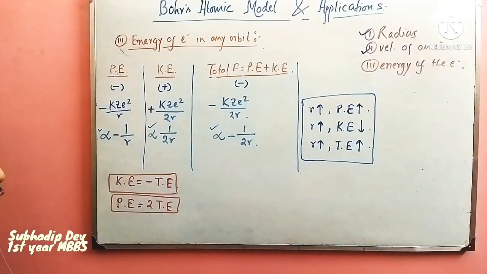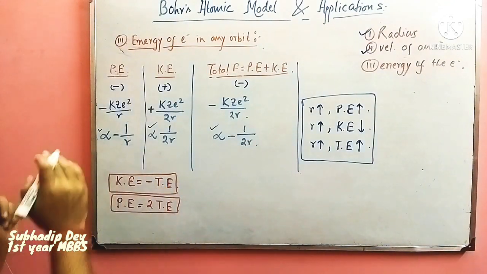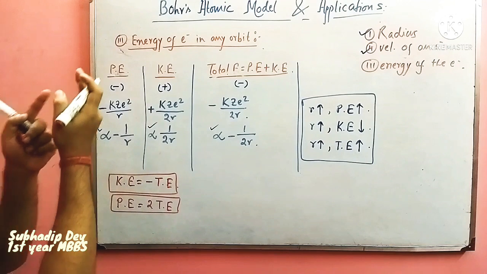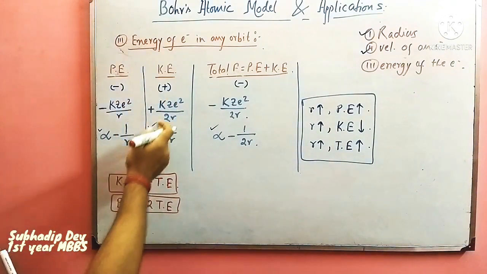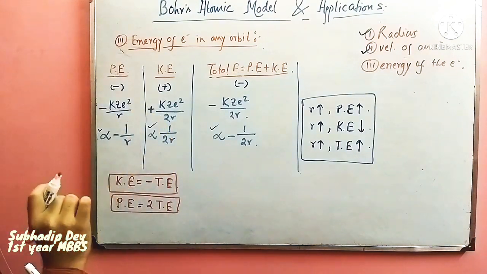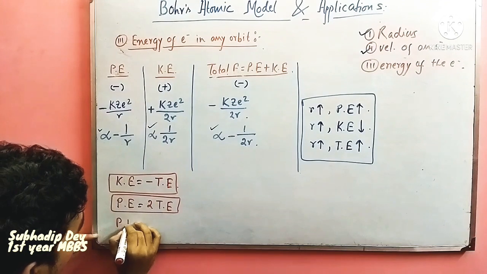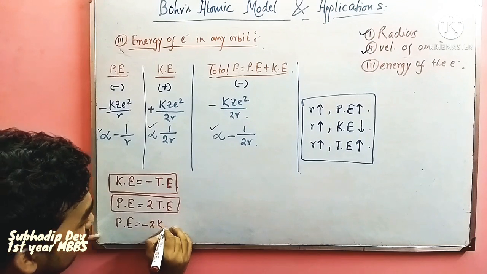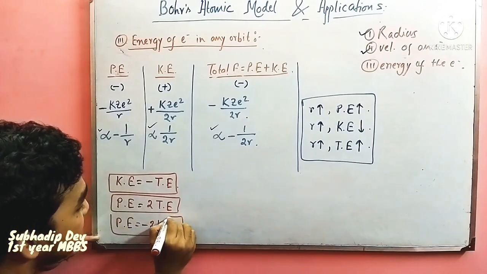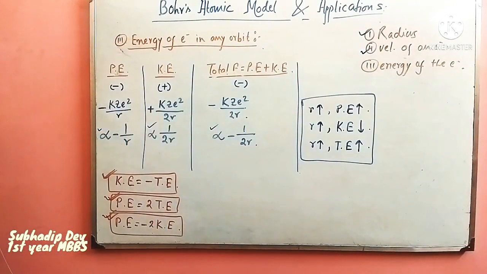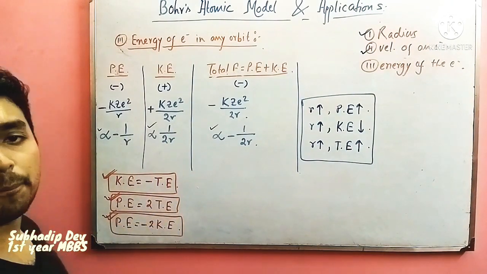Now what do we have left? We have to relate the potential energy with the kinetic energy. It is very easy. You can see potential energy is also twice the numerical value of the kinetic energy. But there is also a difference in their sign. Potential energy is always negative. So potential energy is minus twice that of kinetic energy. These three relations we can conclude from this idea. So please remember these three relations for your exam purpose.